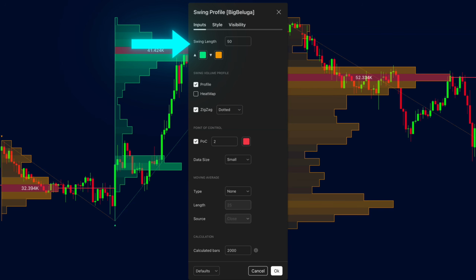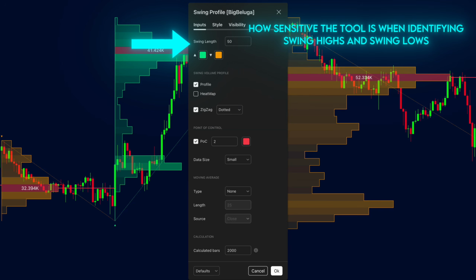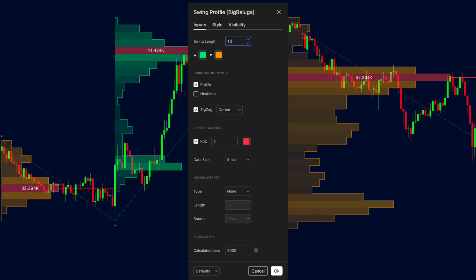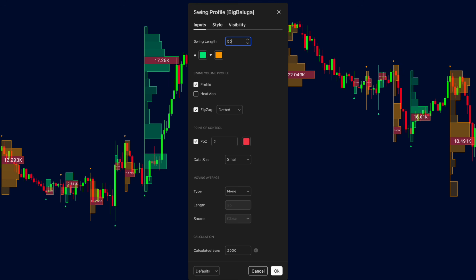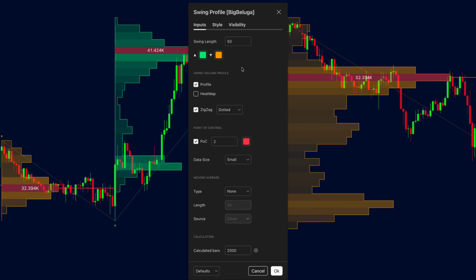One of the main parameters controls swing detection length. This determines how sensitive the tool is when identifying swing highs and swing lows. A smaller value will produce more swings and more profiles. A larger value will filter out small movements and focus only on major swings.